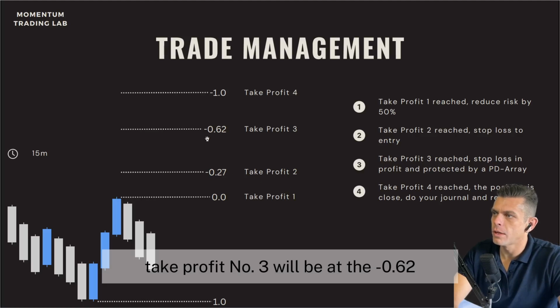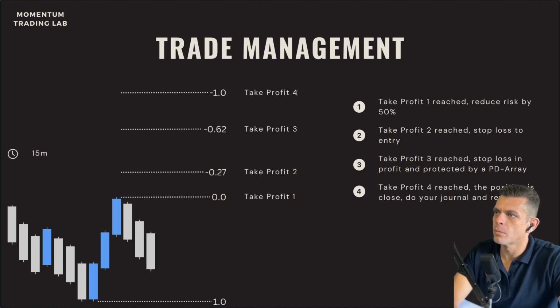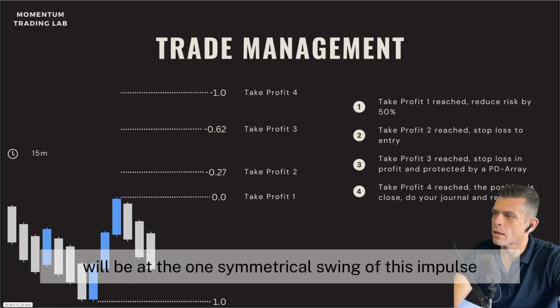Take profit number 3 will be at the negative 0.62. And take profit number 4 will be at the 1 symmetrical swing of this impulse move.